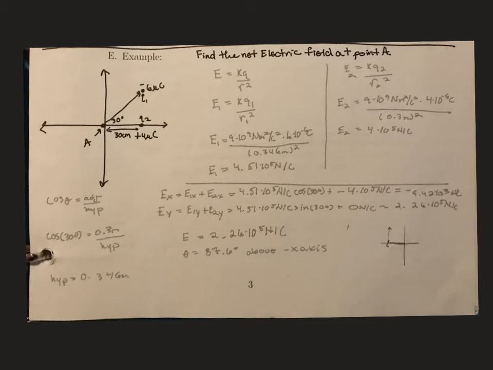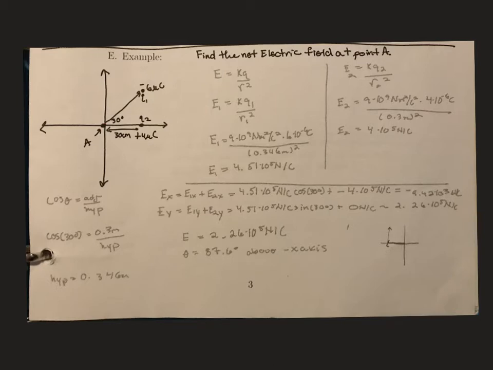Alright, so I want to find what that net electric field strength is at point A here. So that means I have to use vector addition to add the electric field of 1 and the electric field of 2. And since they're vectors, we need to split those electric field strengths into components, use the component method to add them together, and then I can get a magnitude and direction for the electric field at point A.